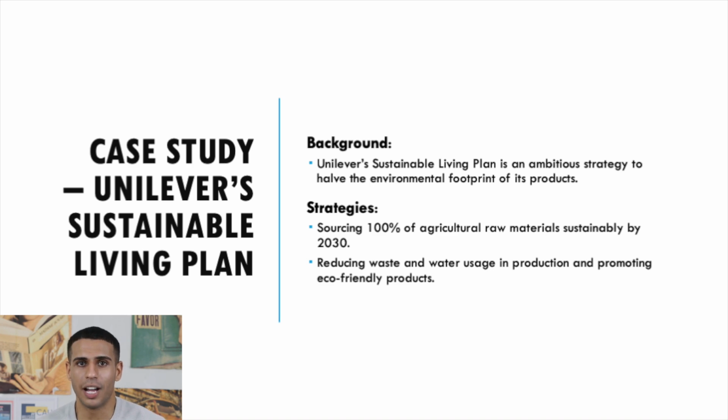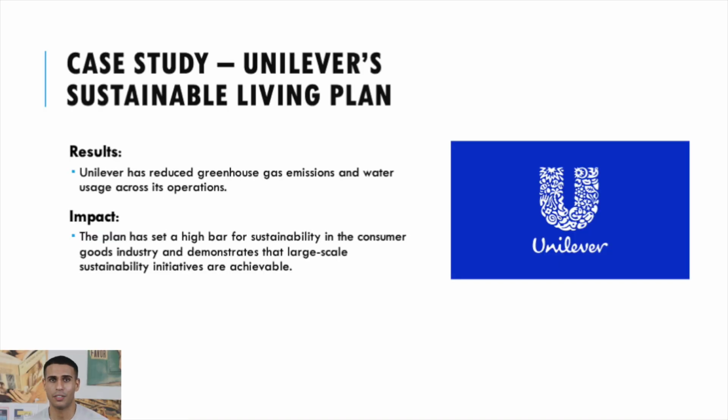Unilever's Sustainable Living Plan is an ambitious strategy aimed at halving the environmental footprint of its products by 2030. Key strategies include sourcing 100% of agricultural raw materials sustainably, reducing waste, and promoting eco-friendly products. The results have been significant. Unilever has successfully reduced greenhouse gas emissions and water usage across its operations. Unilever's plan demonstrates that large-scale sustainability initiatives are achievable and can set new industry standards. This case exemplifies that sustainability can be integrated into business at every level, from sourcing materials to final products.